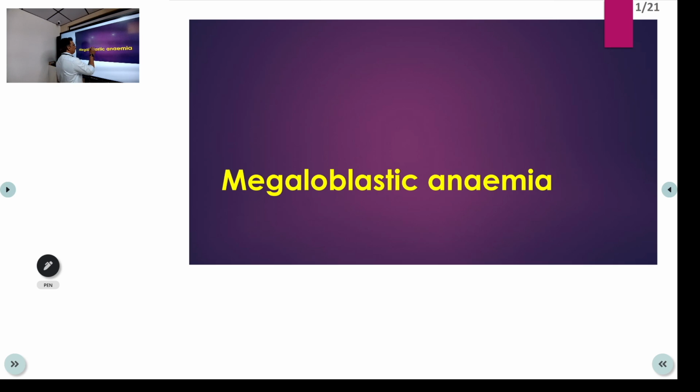So megaloblastic means, so normally if you see the RBCs are like this is a size. Megaloblast means RBC size will increase. Microcyte means RBC size will decrease. So that is megaloblastic anemia.